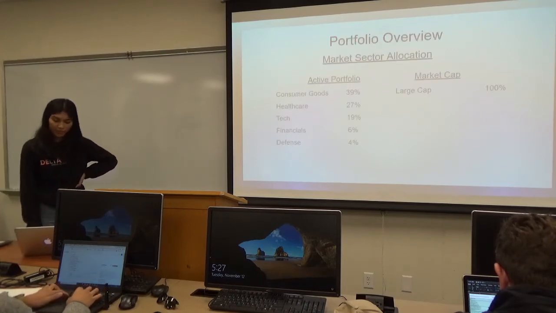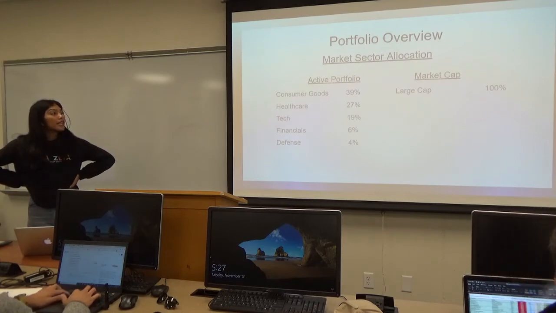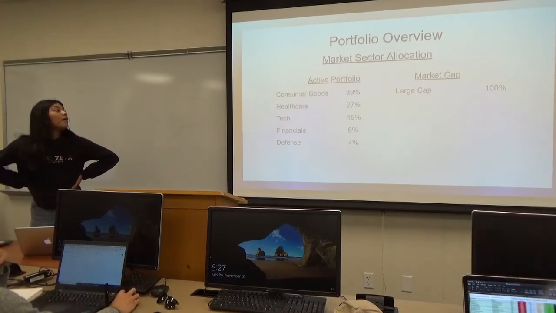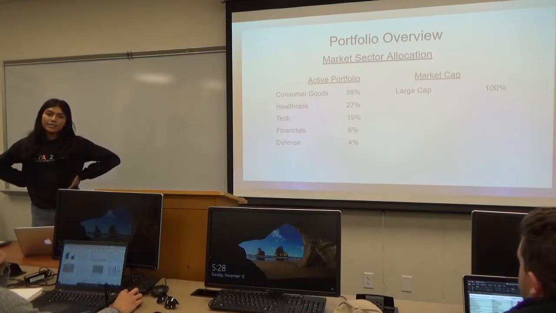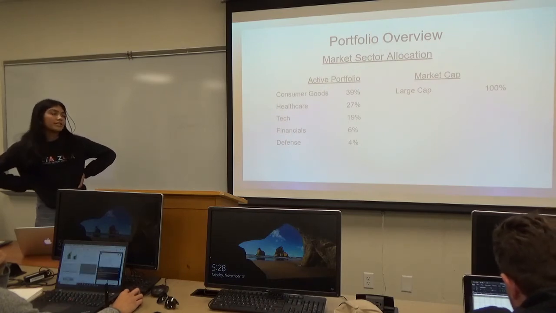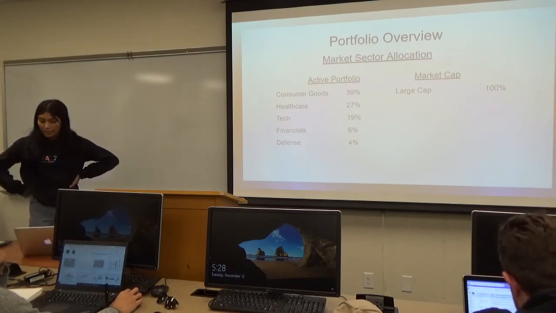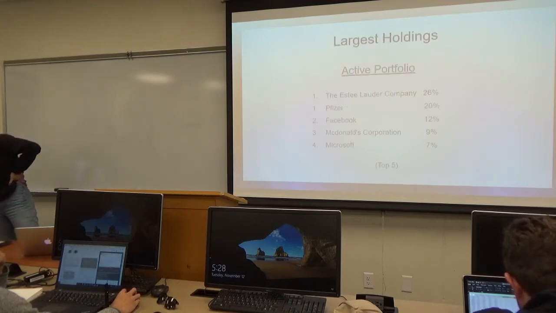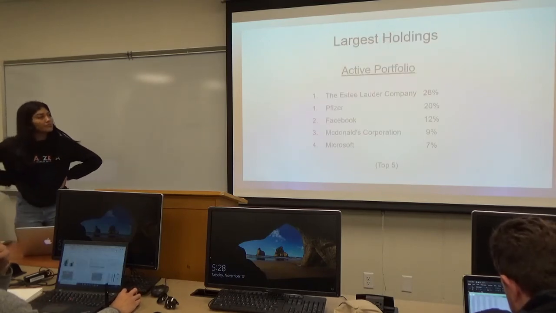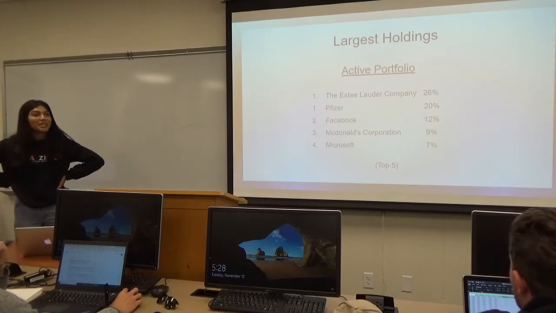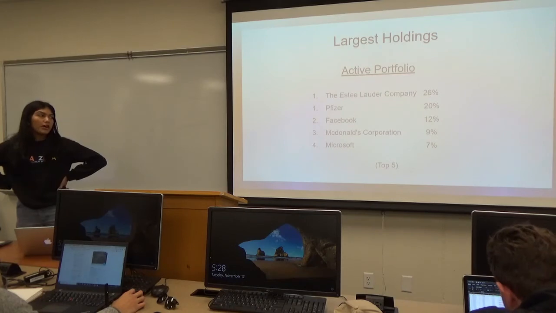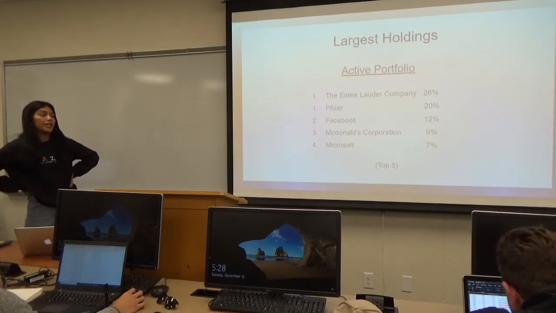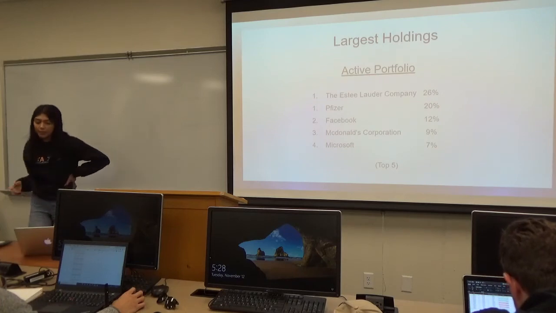With our new active portfolio, consumer goods is the biggest section of our portfolio at 39%, and then healthcare right under that at 27%, tech at 19%, and then two smaller ones, financials and defense. This is still a large cap only portfolio. And the top four, sorry, that's numbered wrong, it should be top 5 of our holdings: Estee Lauder Company at 26%, Pfizer 20%, Facebook 12%, McDonald's 9%, and Microsoft 7%. So Estee Lauder has the greatest percentage.